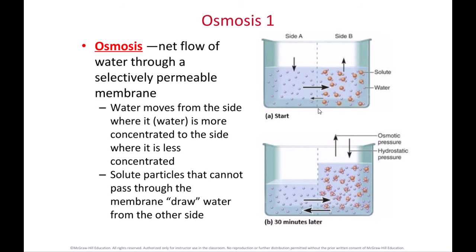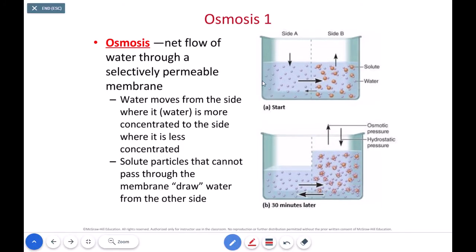So if we look at the figure, we start off with side A and side B. Side A has only water on it. Side B has water plus a dissolved solute. And over time, that dissolved solute causes water to be moved across the membrane.